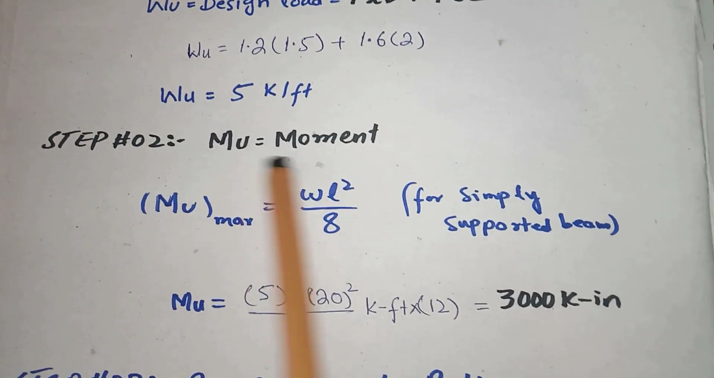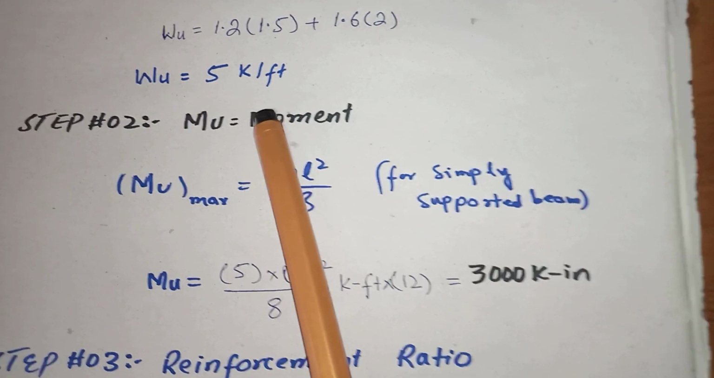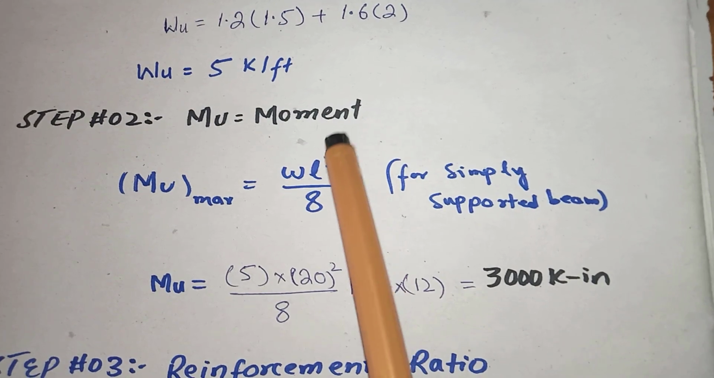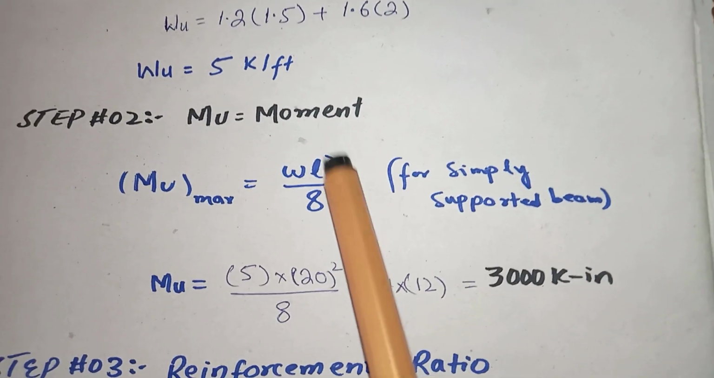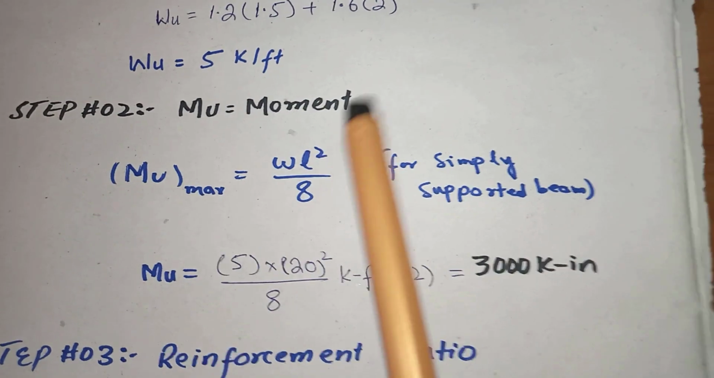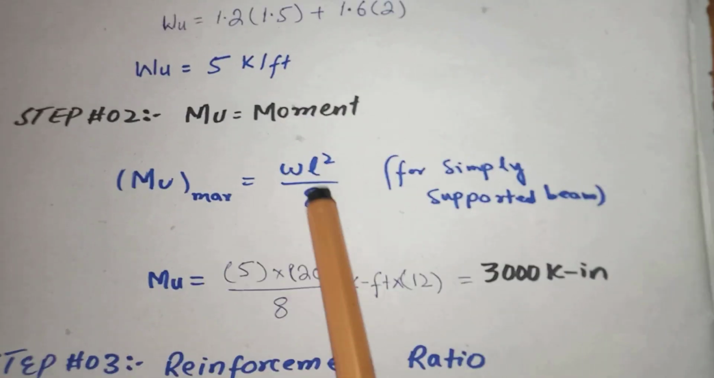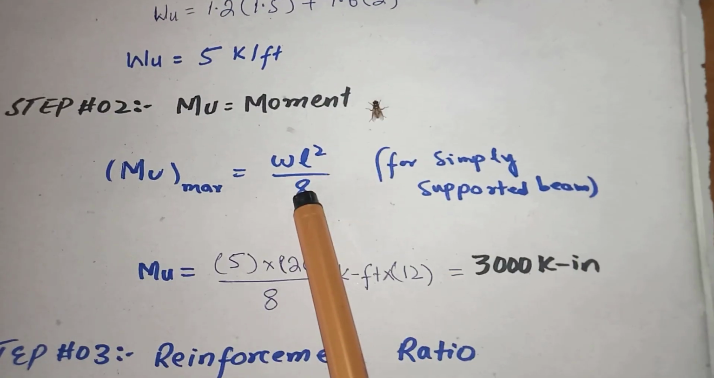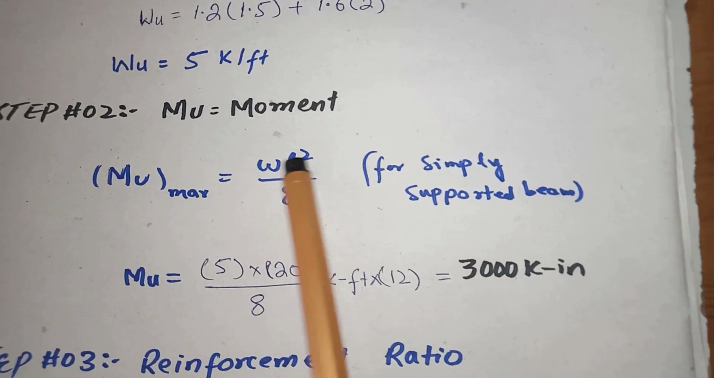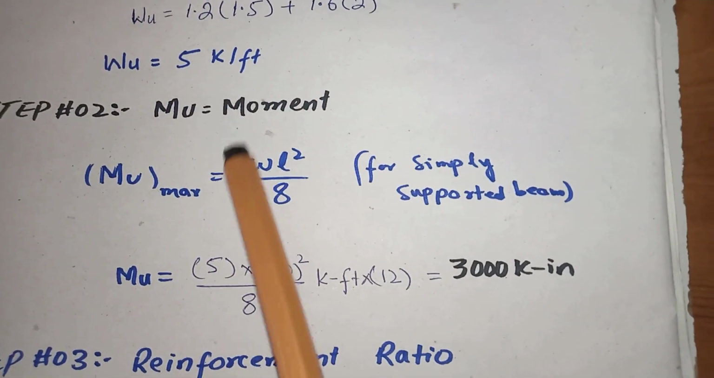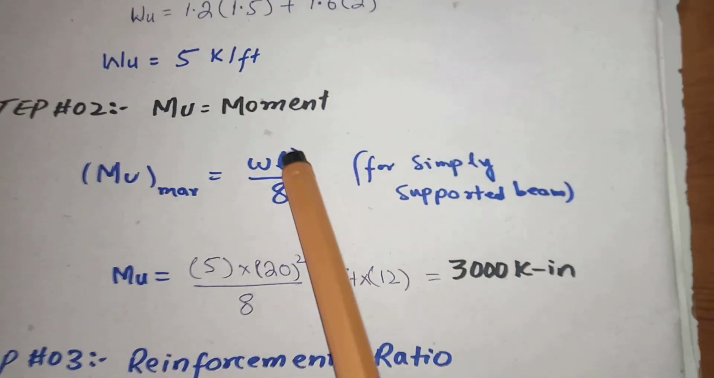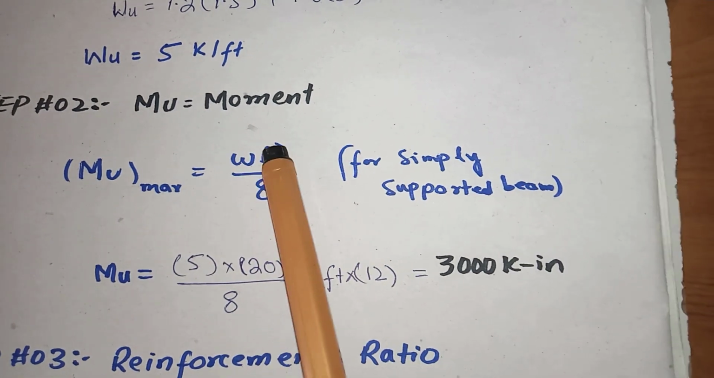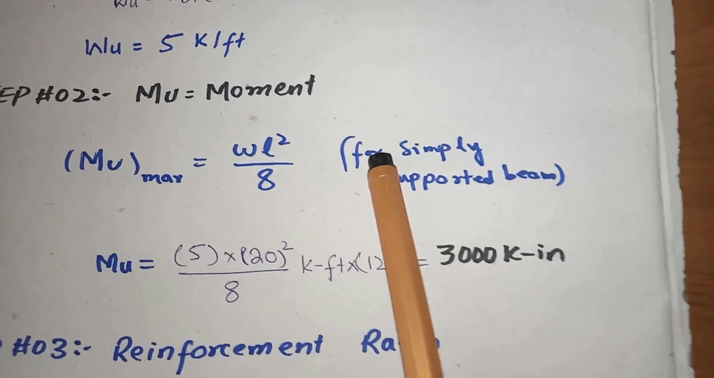The second step is MU, moment calculation. For a simply supported beam, as we know, the maximum bending moment will be at midspan of the beam. So we have the formula MU maximum, at midspan, is WL square over 8. Here W is the ultimate load or design load, L is the length of that beam, while 8 is a factor. This will give us the answer in kip feet.